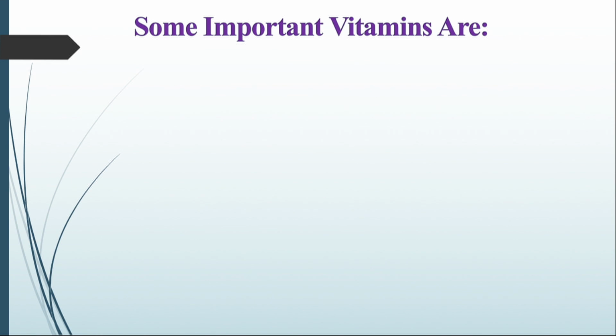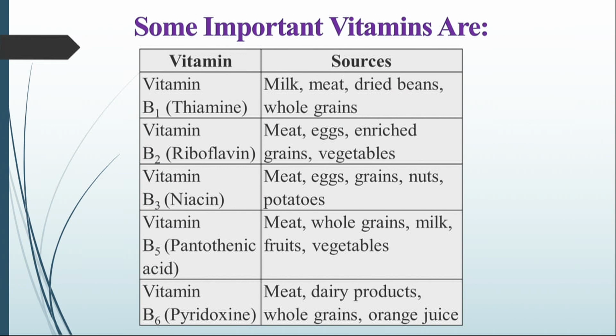What are some of the important vitamins we must get every day? Vitamin B1, also known as thiamine. We get this from milk, meat, dried beans, and whole grains. Vitamin B2, or riboflavin, we get it from meat, eggs, enriched grains, and vegetables. Vitamin B3, niacin, from meat, eggs, grains, nuts, and potatoes. Vitamin B5, pantothenic acid. We get it from meat, whole grains, milk, fruits, and vegetables.